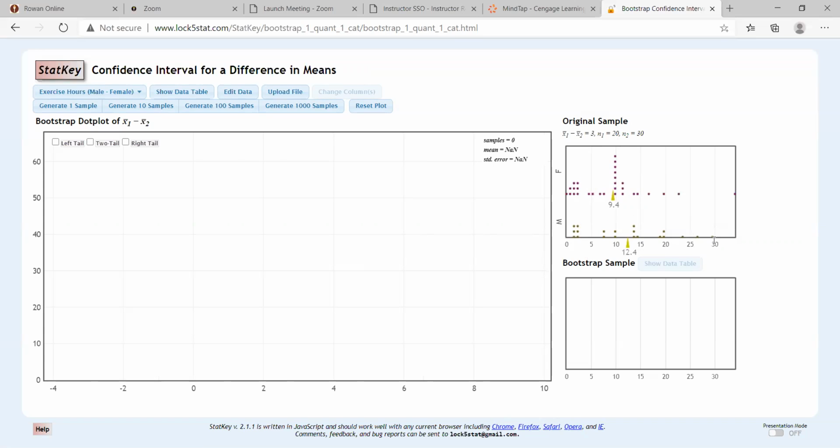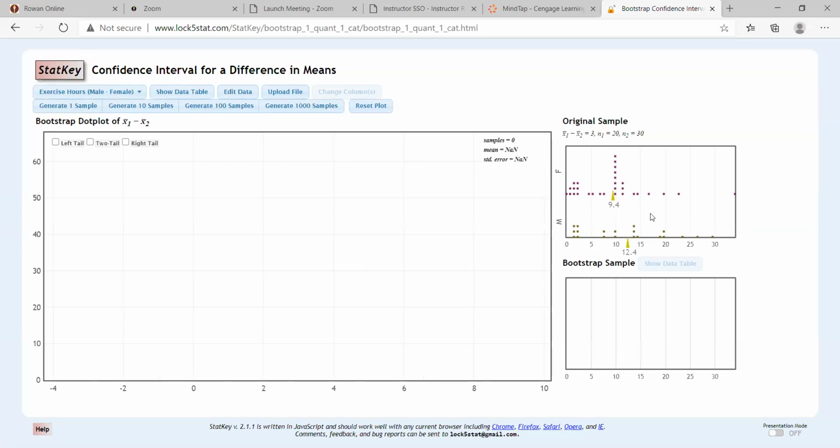These are 20 dots. So this particular male exercised 30 hours a week, 27 hours a week, 24 hours a week, like that. Then we have 3 males that exercise 2 hours a week. If you average all 20 of these males here, it came out to 12.4 hours on average. Males exercise 12.4 hours.